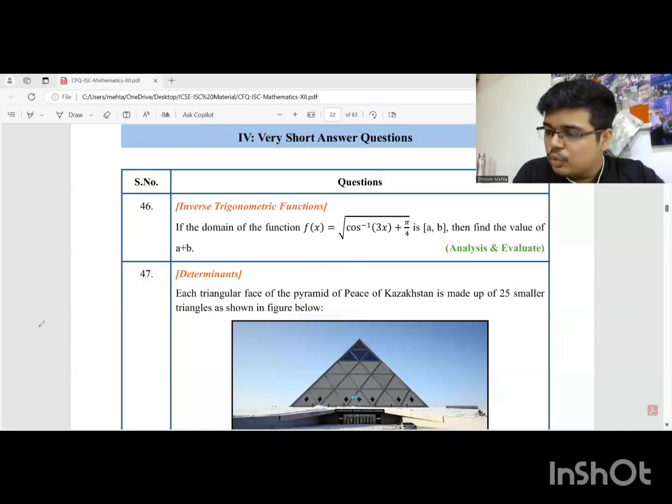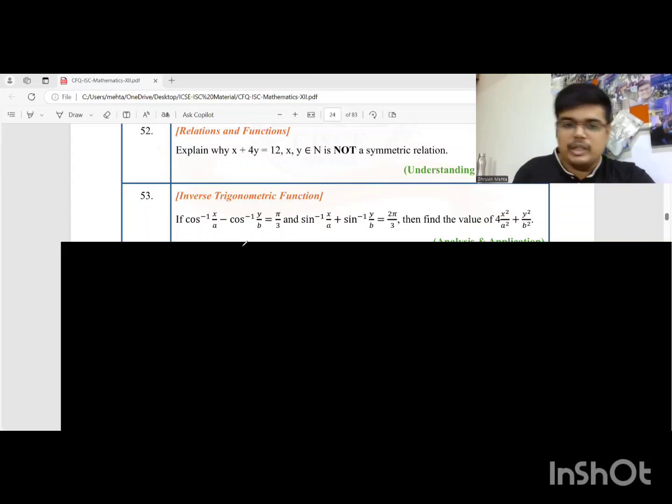Further, students, we'll move to question number 53. So it is given that cos inverse x by a minus cos inverse y by b plus sin inverse is equal to pi by 3, and sin inverse x by a plus sin inverse y by b is equal to 2 pi by 3. Students, we know that cos inverse and sin inverse have this property. Cos inverse plus sin inverse is pi by 2.